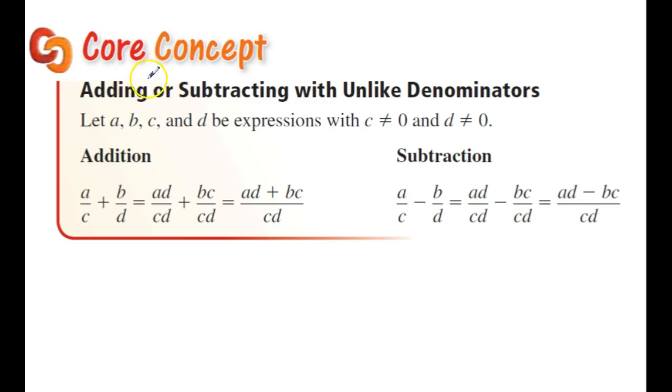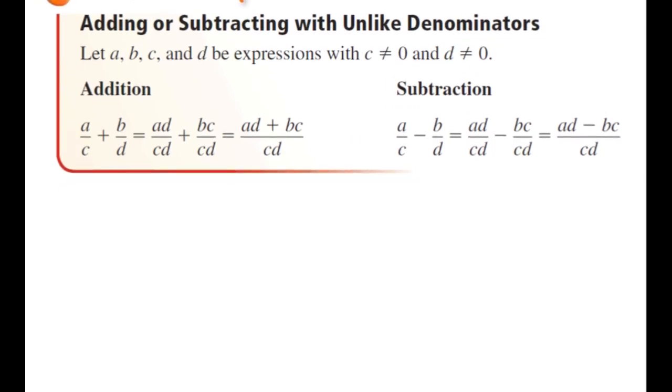So here's our second core concept. This is when we're dealing with unlike denominators, where they're different. So the first thing I have to do is find my common denominator, and then I can either add or subtract my numerators. So let's look at if this was numbers.